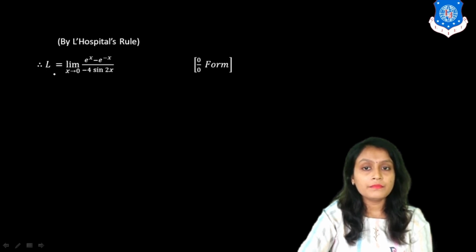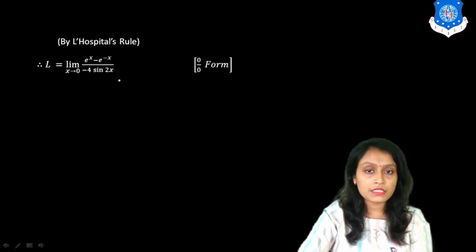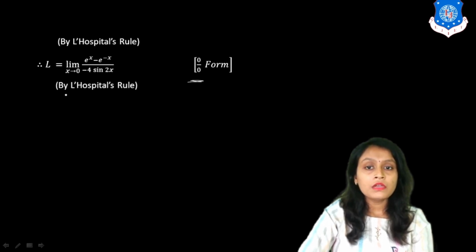So you will get limit x tends to 0 (e raised to x minus e raised to minus x) upon minus 4 sin 2x. Again if you substitute x is equal to 0, you will get the form 0 by 0. So we have to apply L'Hopital's rule, right? So further we have to take the derivative of numerator and denominator. So on derivative you will get e raised to x plus e raised to minus x upon the derivative of sin 2x, that is 2 cos 2x. So here you will get minus 8 cos 2x.